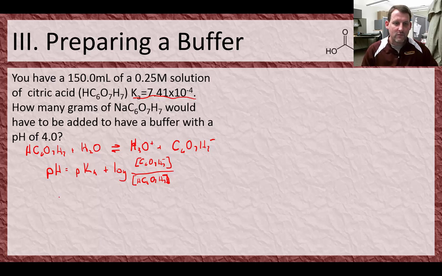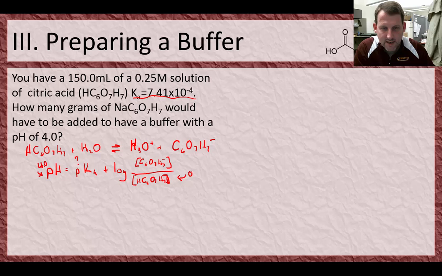Okay. Now let's look at what we know and what we don't know. So we don't know the pKa, but we can find it. I'm going to put a question mark there. We do know the pH, it's 4.0. So that's awesome. That's the pH we're shooting for, right? We do know the solution of citric acid. So we say, hey, we have a 0.25. Now we don't know it at equilibrium, but we're going to assume, because this is so small, that the equilibrium concentration is equal to the starting concentration. So we're going to say this is a 0.25 molar solution.